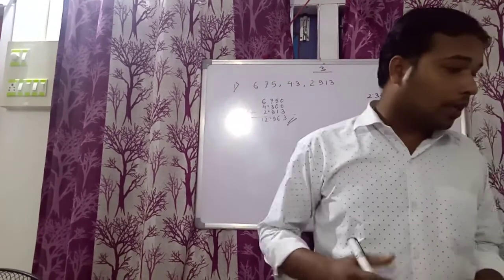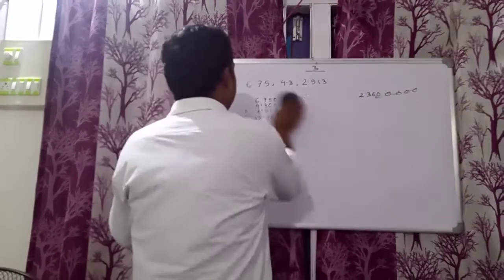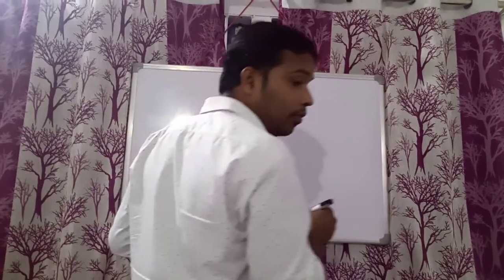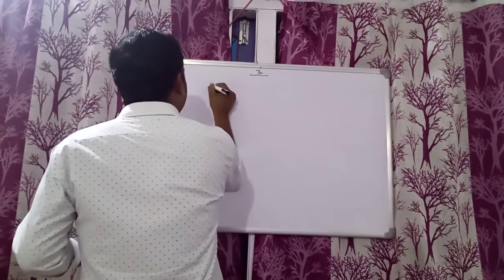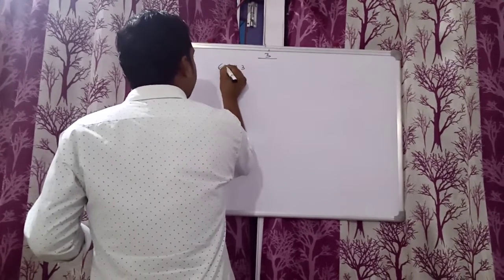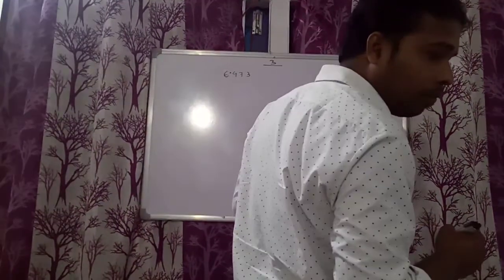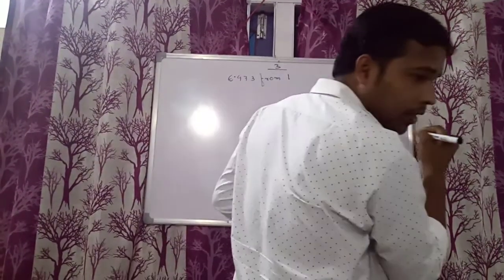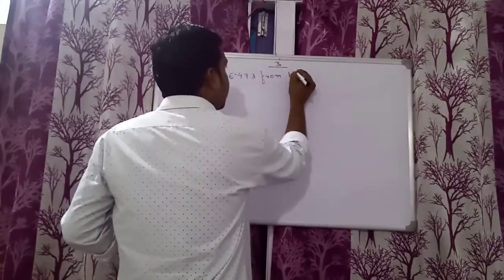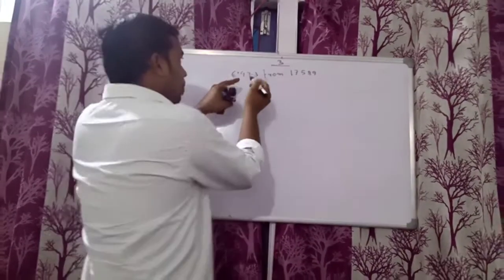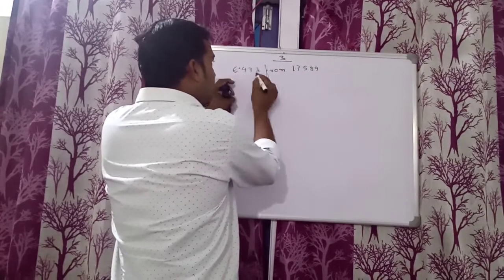Then see question number 2, how to subtract. Okay, like this way you can do subtract also. Question number 2, 6.473 from 17.589. Now see, you have to subtract this one from this one.